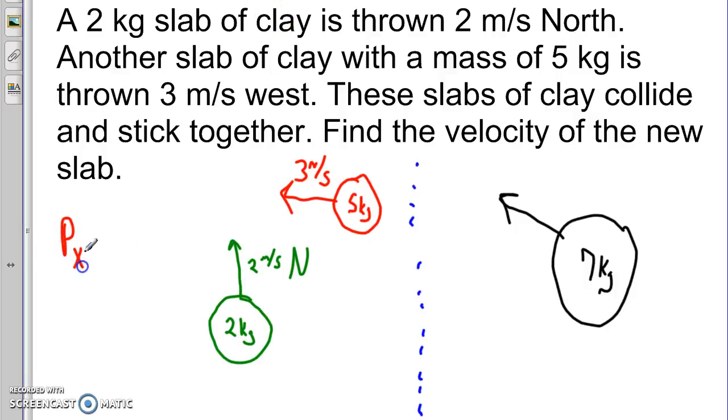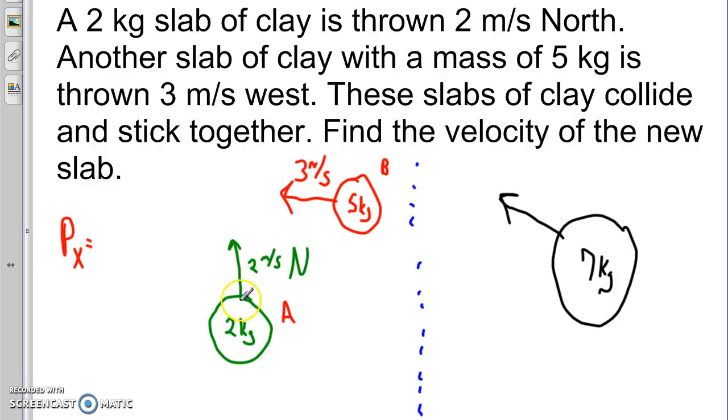Total x momentum is going to be, let's go and label these real quick, A and B. All right. So it's going to be the x momentum of A plus the x momentum of B. Now at this point, you should be pretty confident this thing has no x momentum.